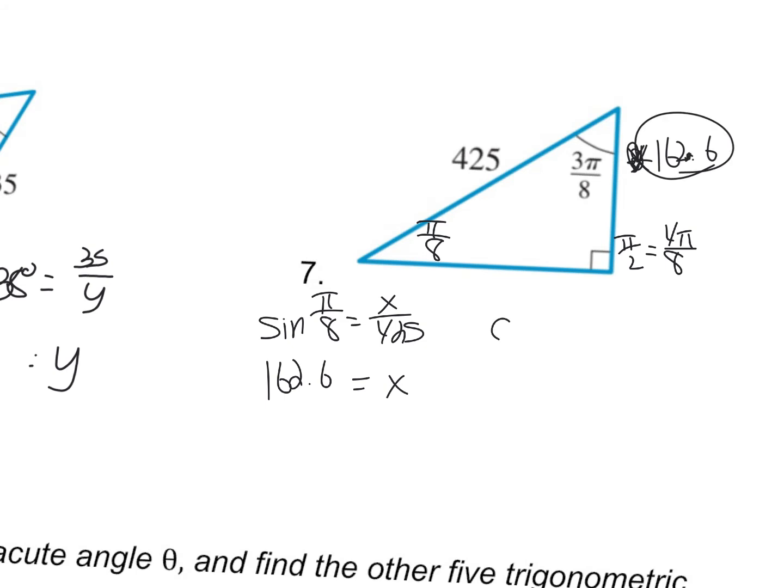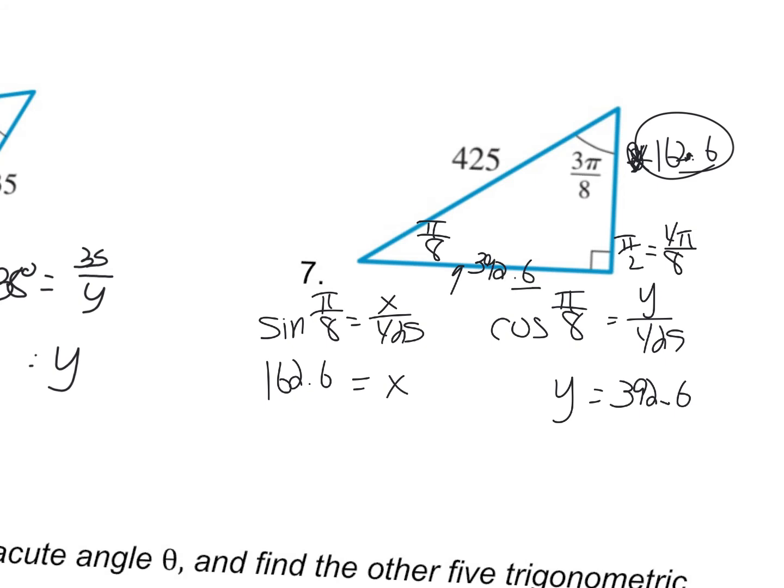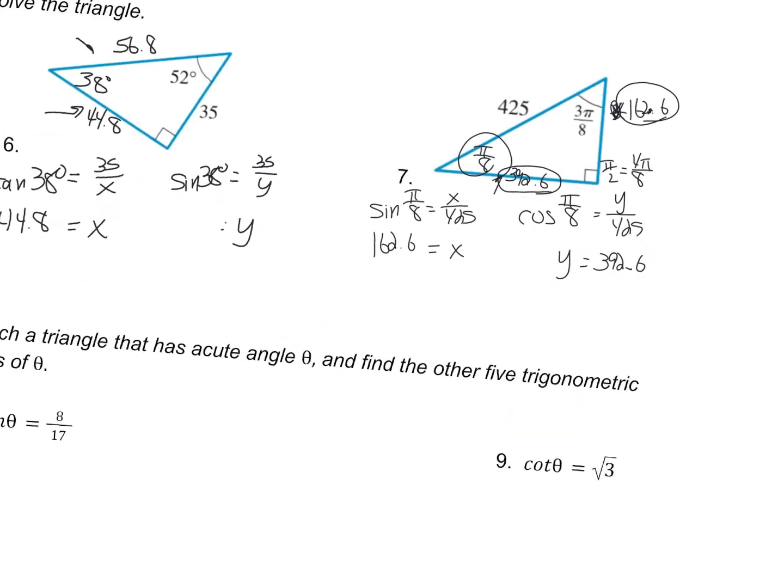Now to find the other side, I'm going to use the pi over 8 again. This isn't the only way to do it. You could use sine of 3 pi over 8 if you want to. You could do tangent if you want to. The choices are yours. So I'm going to do y over 425 this time, to find the adjacent side. Right now I'm looking for this side. I'm going to work it the same way: 425 times cosine of pi over 8. I'm going to punch that in, and I'm getting 392.6. So that'll be right here. There's my 2 sides, and there's my missing angle. All there is to it.